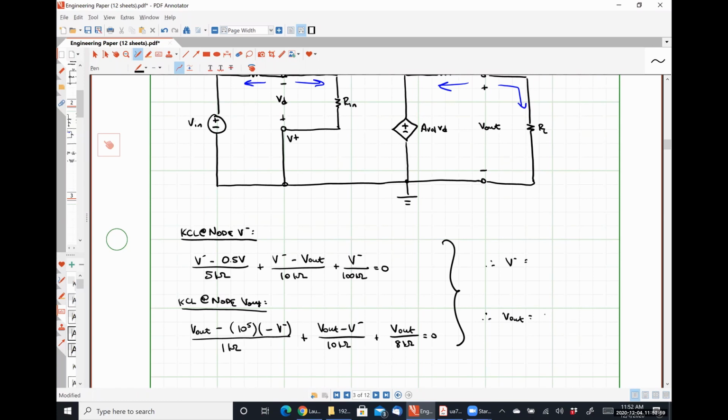Solve. So I get 102.218 microvolts for the voltage present at my inverting input terminal. And I get negative 999.683 millivolts for my output voltage. Anybody else get those similar numbers? Let's see. Yeah, the first one I got here.